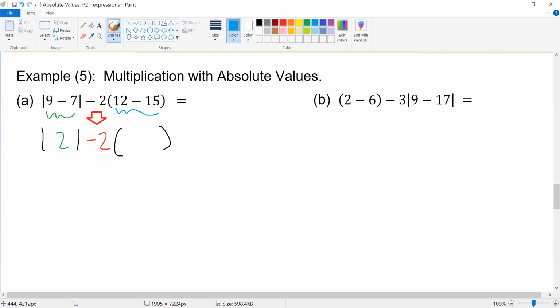So inside this parentheses, I have a negative 12 minus a 15, which gives us negative 3. So before we can do anything, again, we've got to clean everything up, meaning we've got to take care of the absolute value. The absolute value of 2 is just going to be 2. Then we bring down the negative 2 and the parentheses of negative 3.